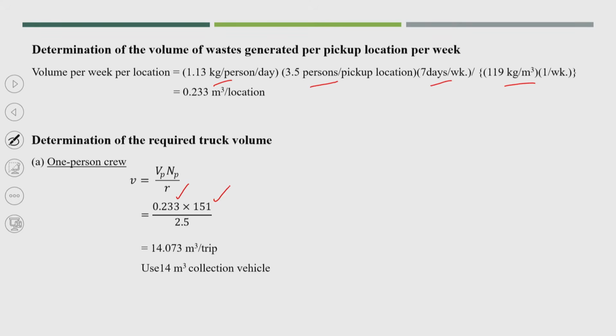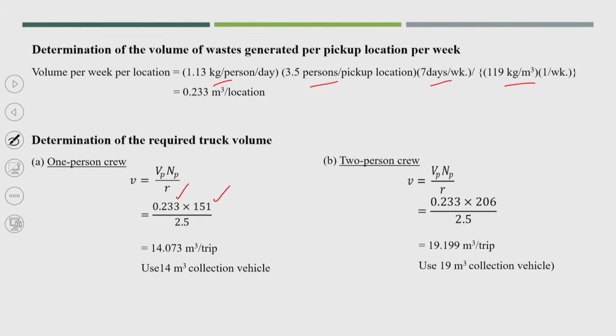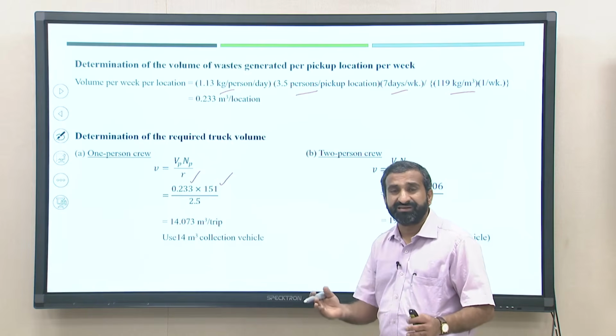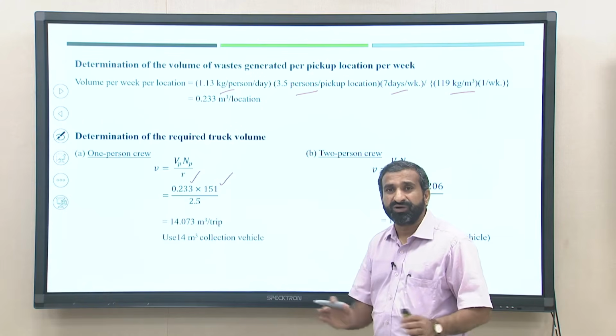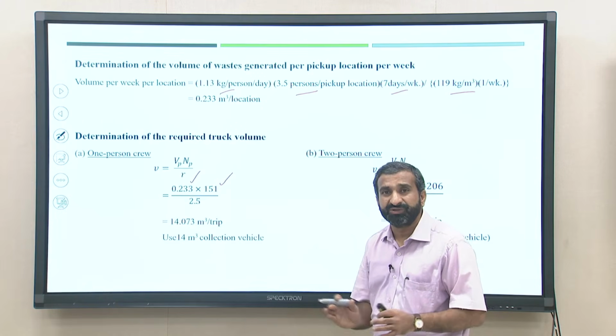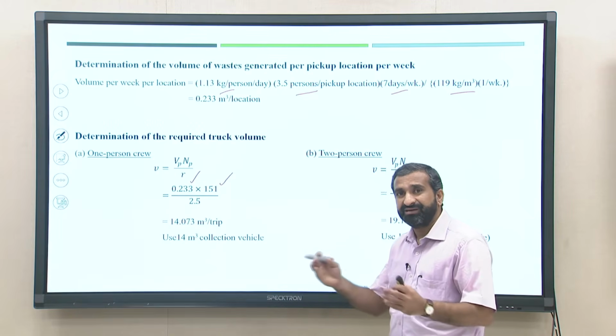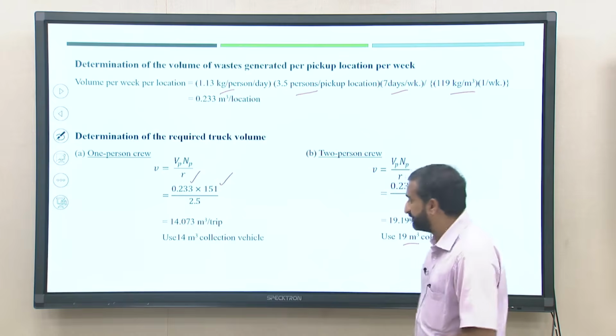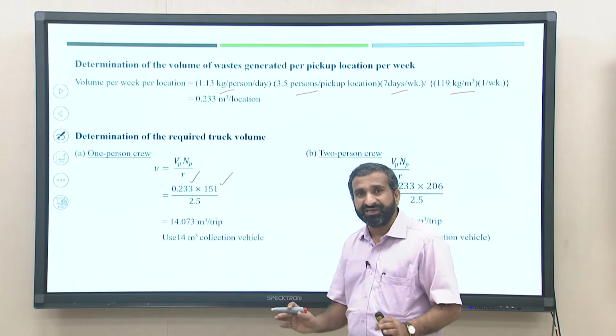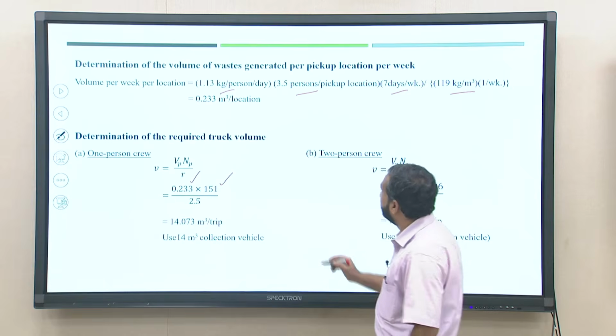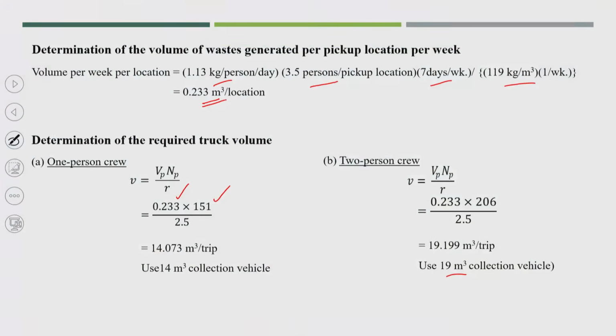If you compare with the 2-person crew, in that case it comes out to be 19 cubic meters for the collection vehicle. In this case also a similar kind of dumper vehicle could be possible, and if you use a compactor vehicle which can load around 130 to 140 cubic meters, the same vehicle can collect the waste from different locations, because it is collection once per week. That is why you are getting this much amount of waste, and if you go for daily collection, you need not multiply it by 7, so your volume will be very small.